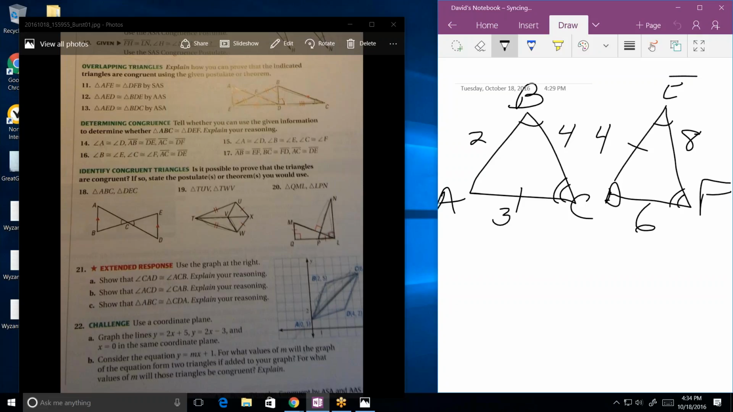Now, in other words, the 4 is the smallest side of this triangle on the right, and it's the biggest side of the triangle on the left. And the triangle on the right is merely twice as big as the one on the left. Wait. But what that means is that AC and DE are not congruent.